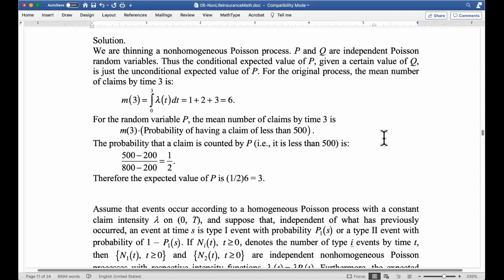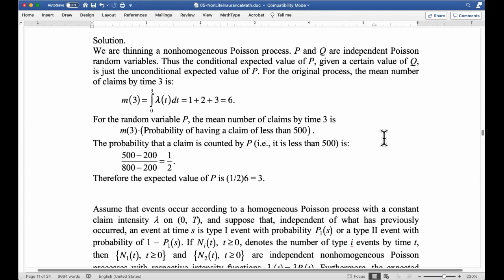And what is that integral? Well, lambda is piecewise constant. So that's 1 times (1 minus 0) plus 2 times (2 minus 1) plus 3 times (3 minus 2). So it's 1 plus 2 plus 3, which is 6. For the random variable P, the mean number of claims by time 3 is m(3) times the probability of having a claim of less than 500.